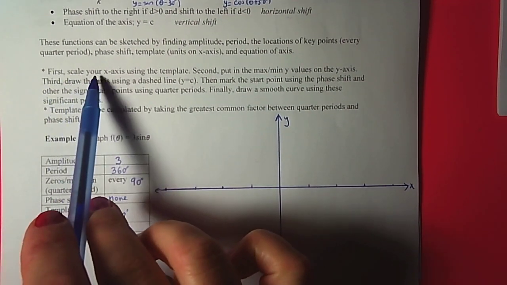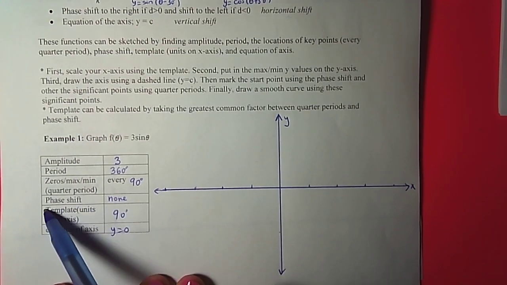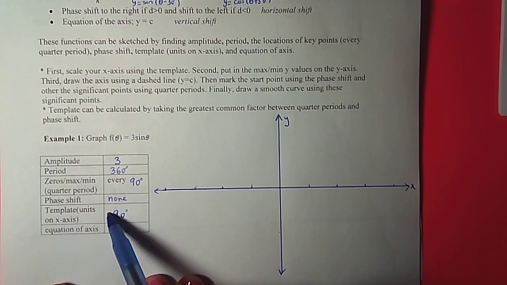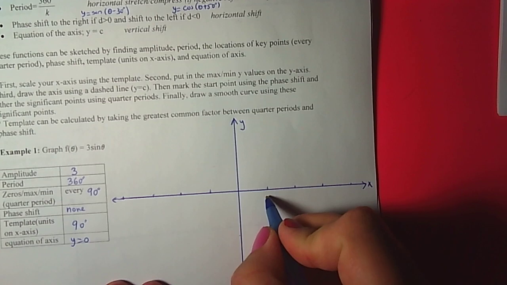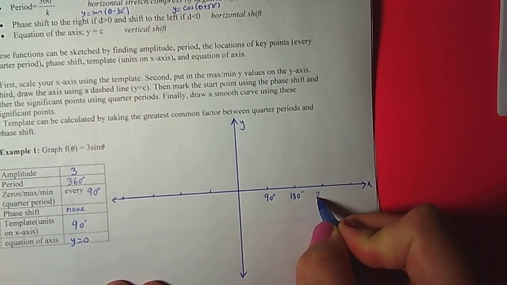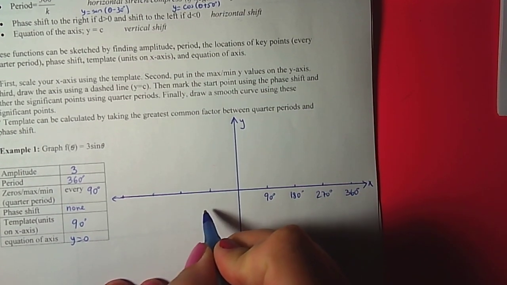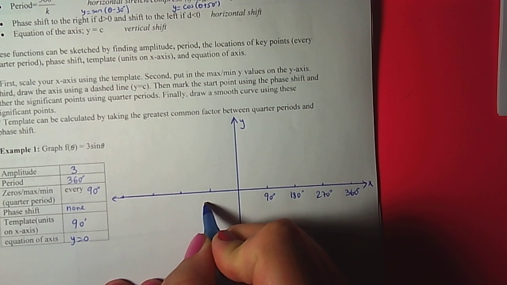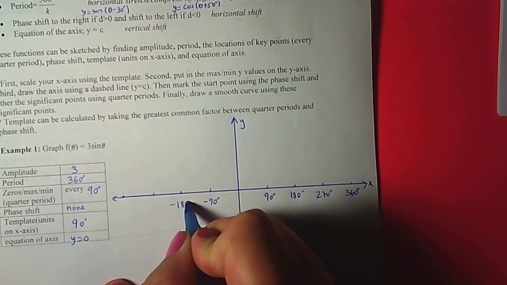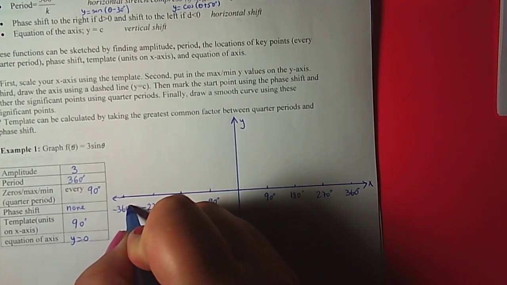Okay. So first, we are going to scale the x-axis. We said that we are going to use the template to do that. In this case, we can use 90 degrees. So 90 degrees, 180, 270, 360, and actually I'm going to show you how it looks on the negative side as well. So negative 90, negative 180, negative 270, and negative 360 degrees.